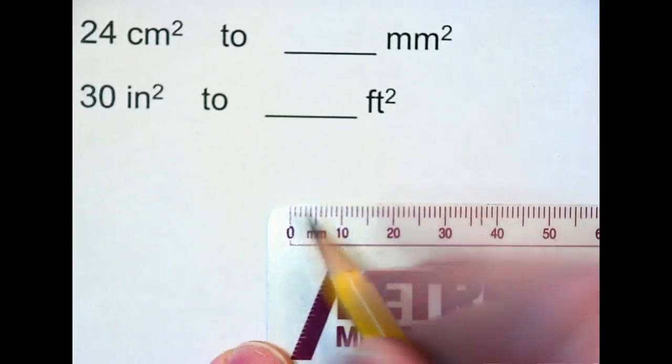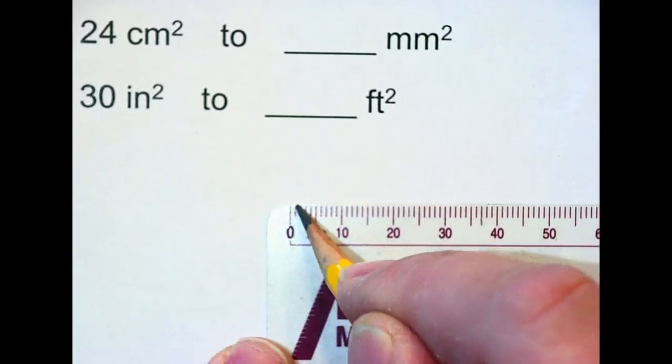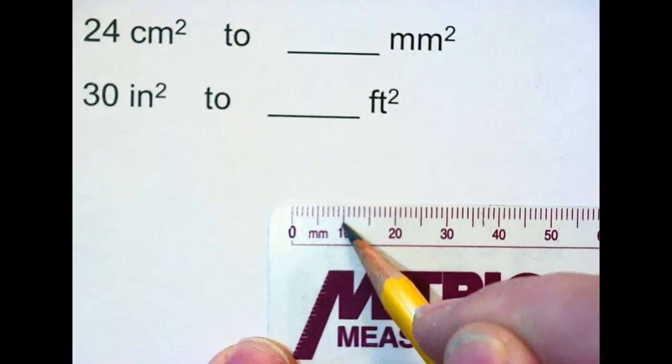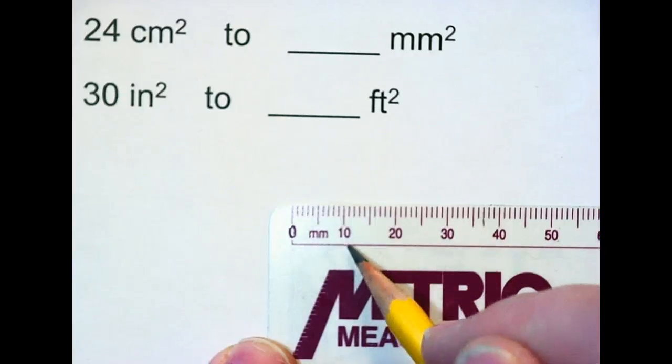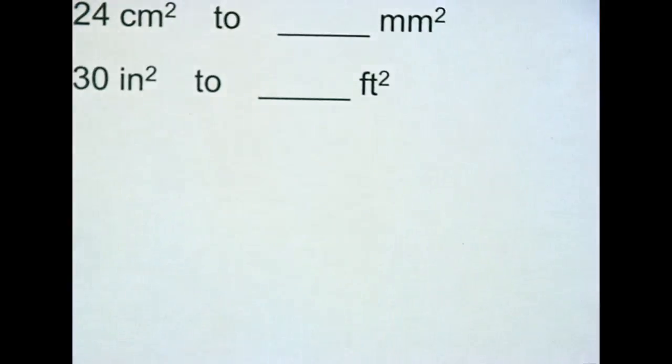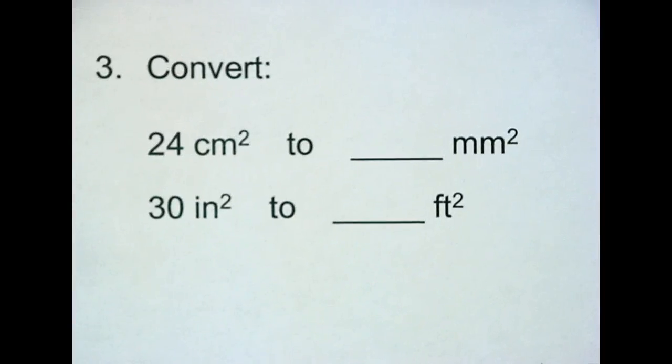Each one of these little marks on a ruler is a millimeter. When I get 10 millimeters, I actually have one what? Centimeter. So 10 millimeters is 1 centimeter. If you didn't know that, now you do.